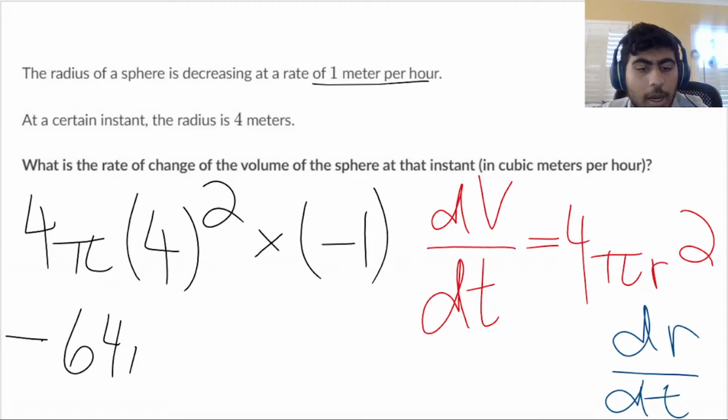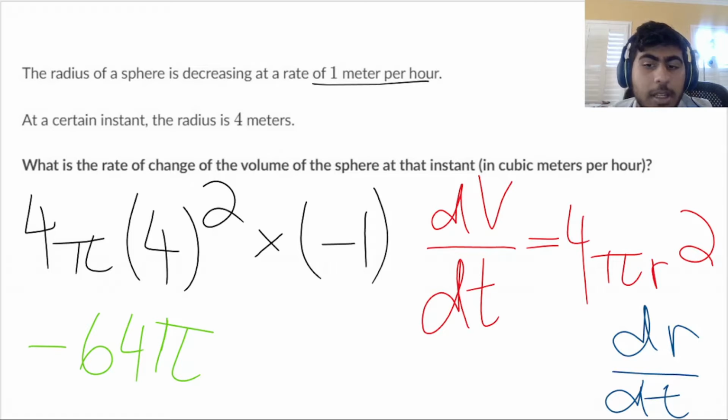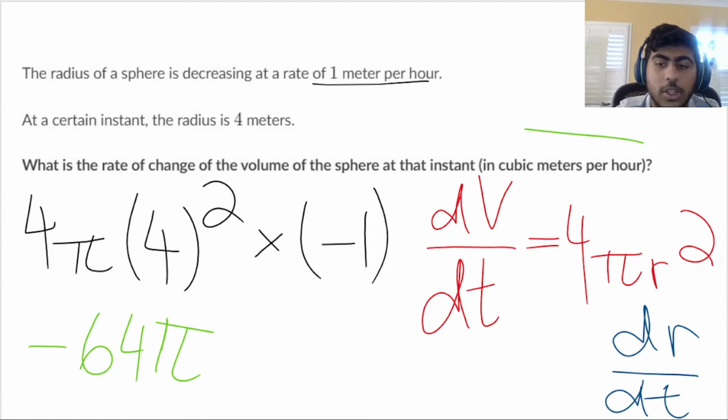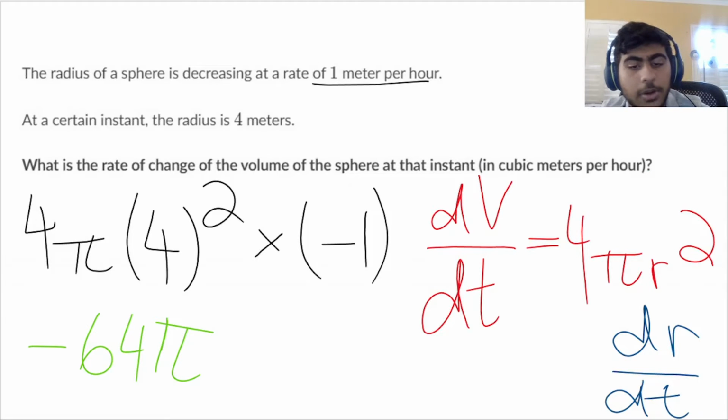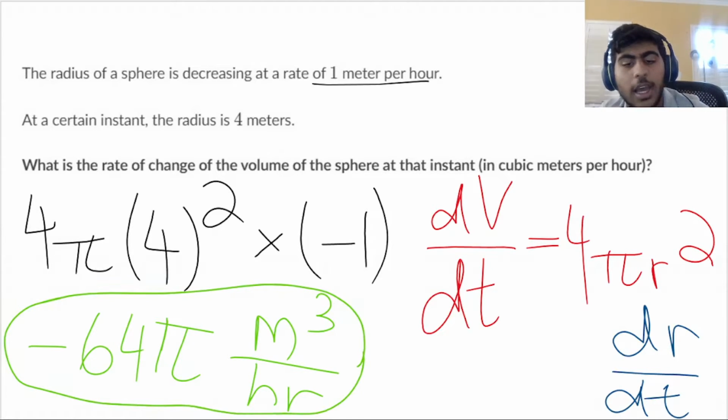-64 pi. And the units, let's write in this column, -64 pi. And what are the units? Well, so rate of change of the volume of the sphere in that instant, even if we weren't told that it's cubic meters per hour, we could see that since volume is in cubic meters and then times hours, this is going to be meters cubed per hour. That is the rate of change of the volume of the sphere at that one instant.